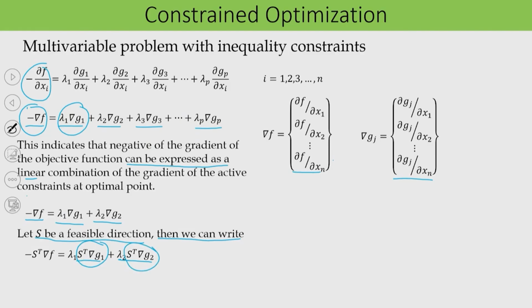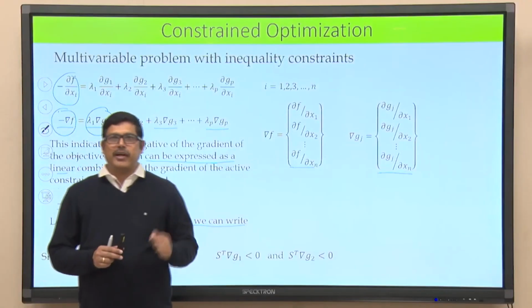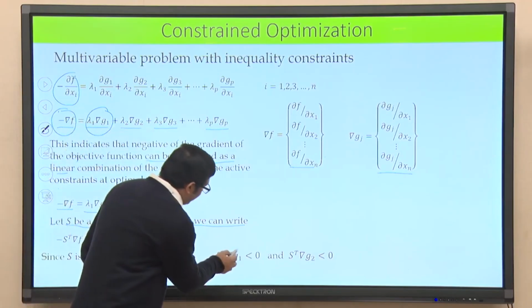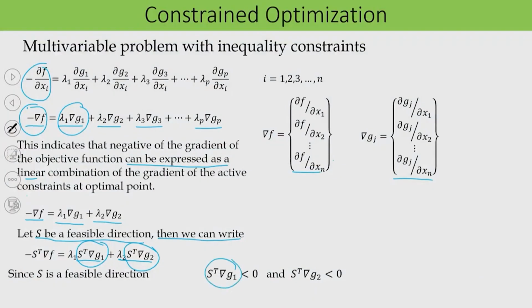So, S transpose del g 1 should be less than or equal to 0 and S transpose del g 2 should be less than or equal to 0, since S is a feasible direction. Therefore, S transpose del g 1 is less than 0 and S transpose del g 2 is less than 0.